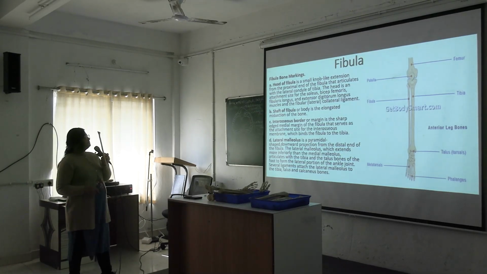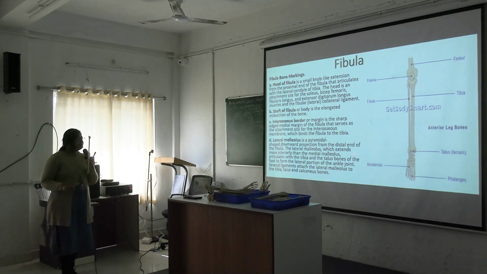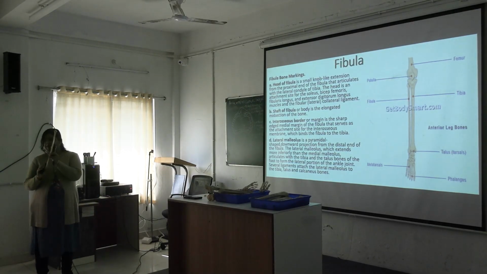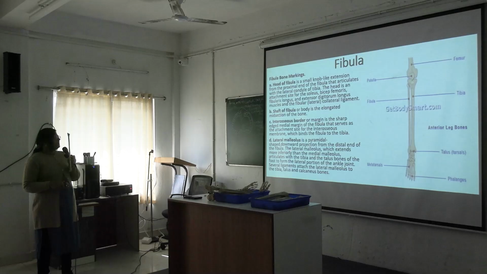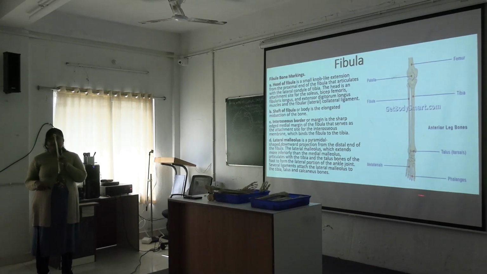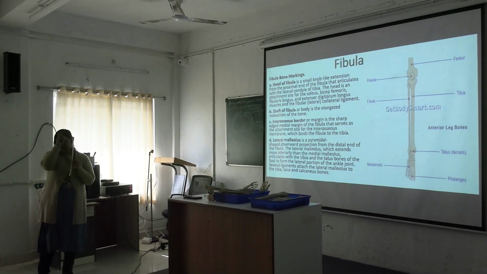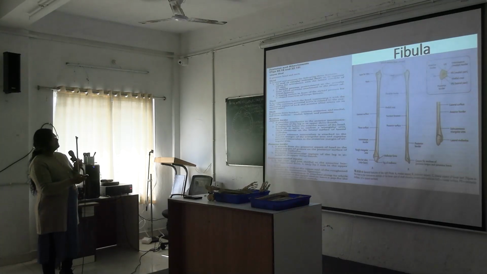Lateral malleolus is a pyramidal shaped downward projection from the distal end of the fibula. This is lateral malleolus, which extends more inferiorly than the medial malleolus. It articulates with the tibia and the talus bones of the foot to form the lateral portion of the ankle joint. Several ligaments attach at the lateral malleolus to the tibia, talus and calcaneum. We will discuss the ligaments.